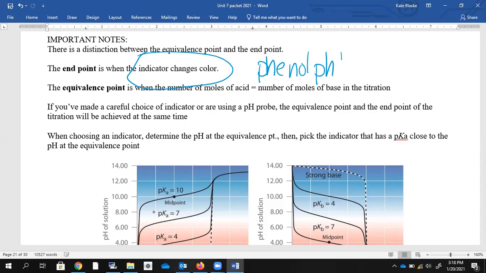Phenolphthalein, P-H-T-H-A-L-E-I-N. It is a totally funky looking word. Phenolphthalein.